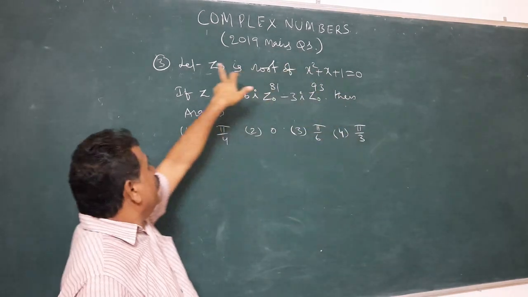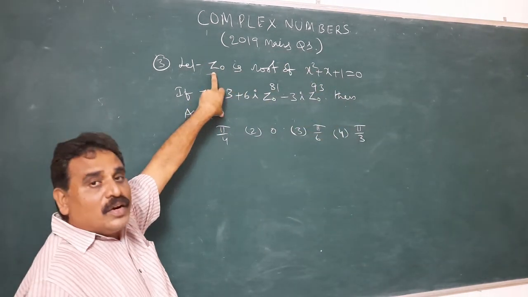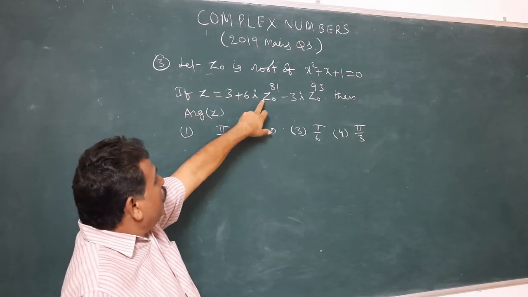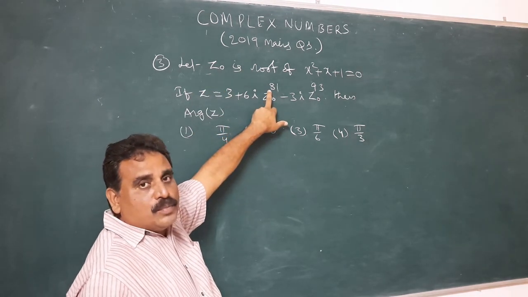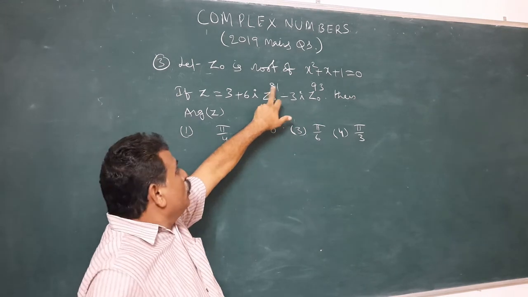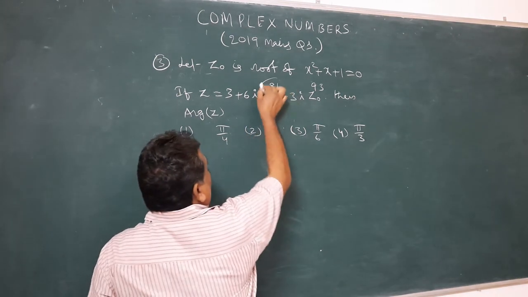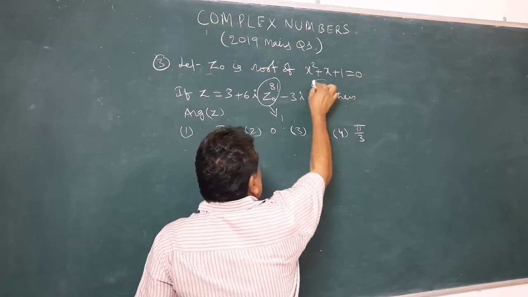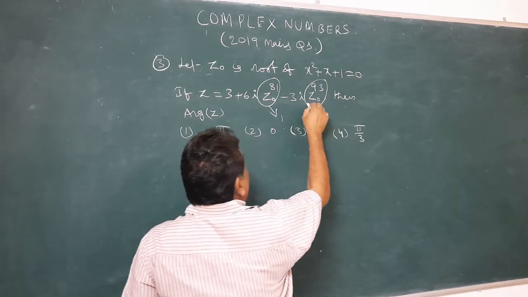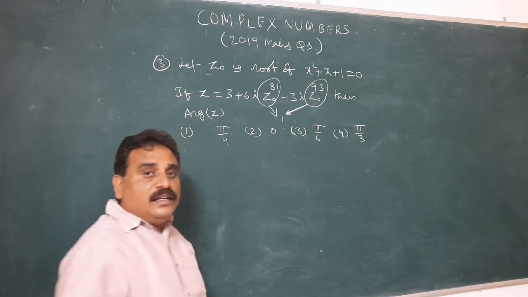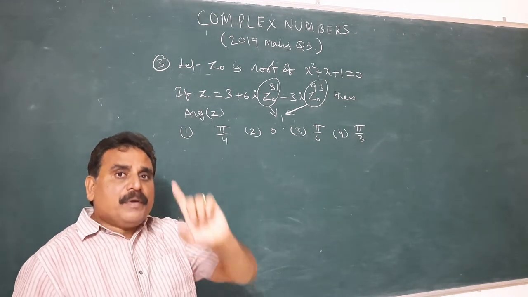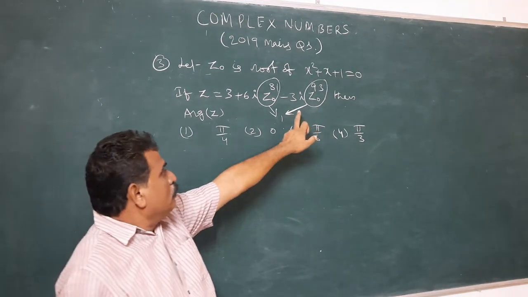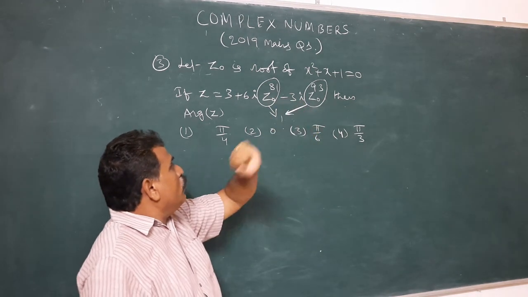Let us take z naught as omega. Omega power 81: 81 is a multiple of 3, so z naught power 81 becomes 1. As well as 93 is also a multiple of 3. Omega power a multiple of 3 is 1. So these two values are 1.